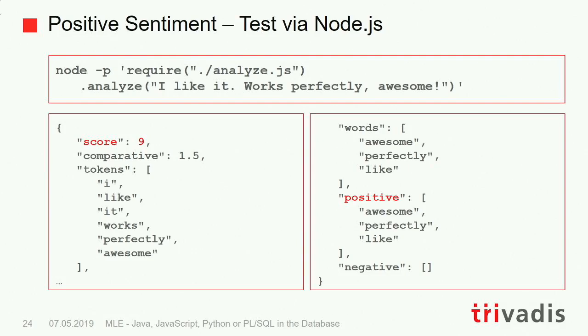I also have some additional value which is called comparative. This is just something where I use the score and divide it by the number of tokens. In that case, 6 tokens give me a comparative of 1.5. The idea is if I have a short sentence with just 1 positive word, that's better than a long sentence with the same positive word. So that's the reason for the comparative. And that's it. So it looks like that's what I want to do.